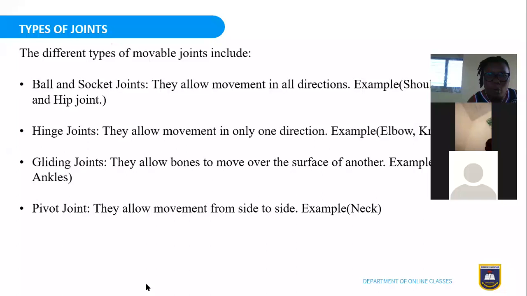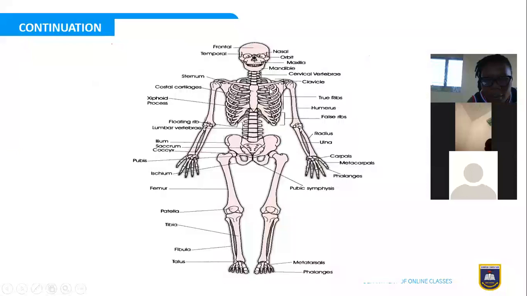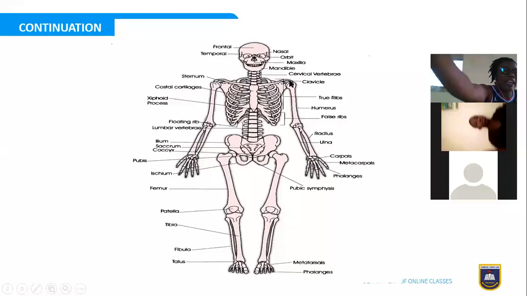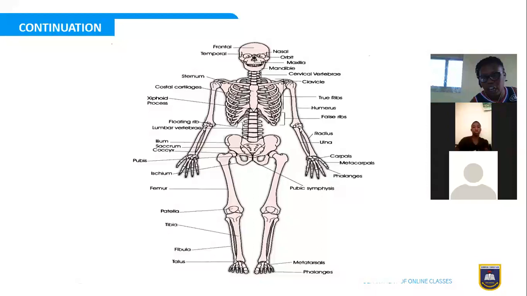Let me go back to my skeleton and show you. The joint over here is called ball and socket. Where is the ball? The ball is the head of the humerus. The socket is the glenoid cavity, the space in which you plug in the head. It is like plugging your charger into a socket: the head of the charger is the ball, and the space in which you put it is the socket. So this ball and socket joint allows movement in many directions.